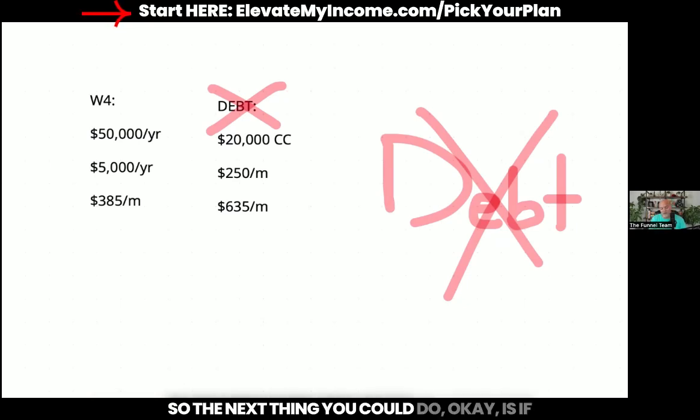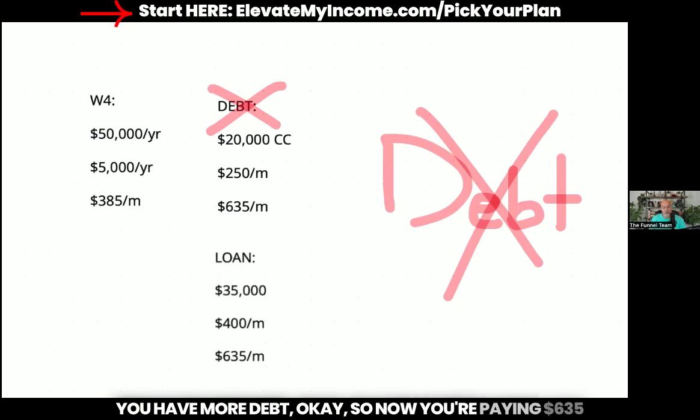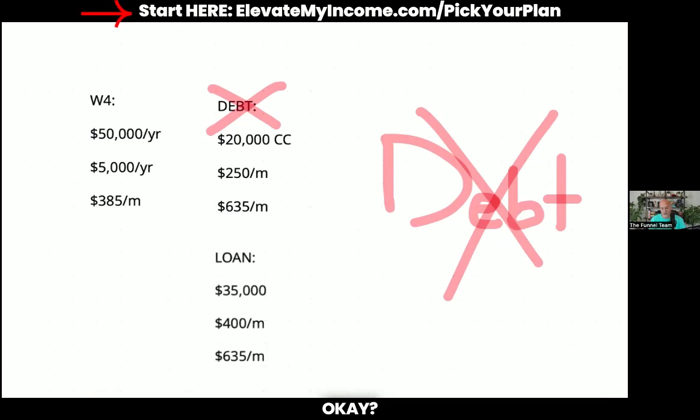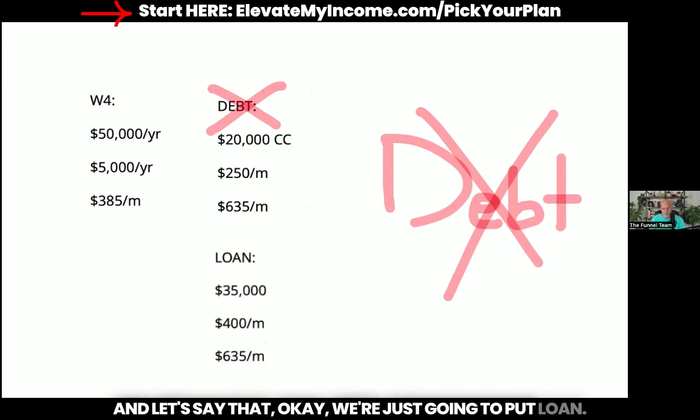So the next thing that you could do, if you have more debt, is this. Now you're paying $635 a month and you're chipping away at that credit card. Now let's say that you have a student loan, and let's say hypothetically that loan is, I'm just going to use a big round number, $35,000, and you're currently paying, again a big round number, $400 per month. Okay, so now what you can do is take that $635 a month that you were paying.